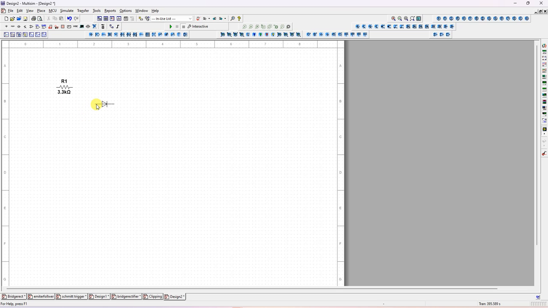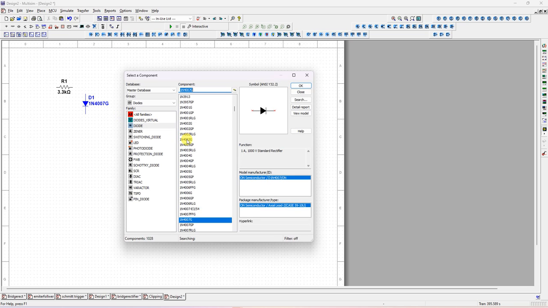So I want to place it vertical. So press Ctrl R button. So I want like this direction. So place here.